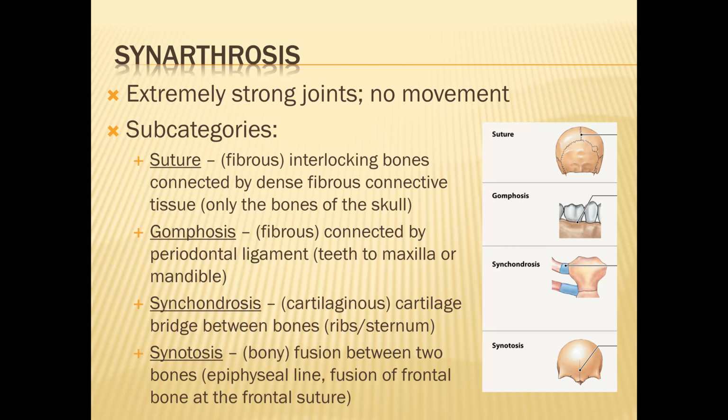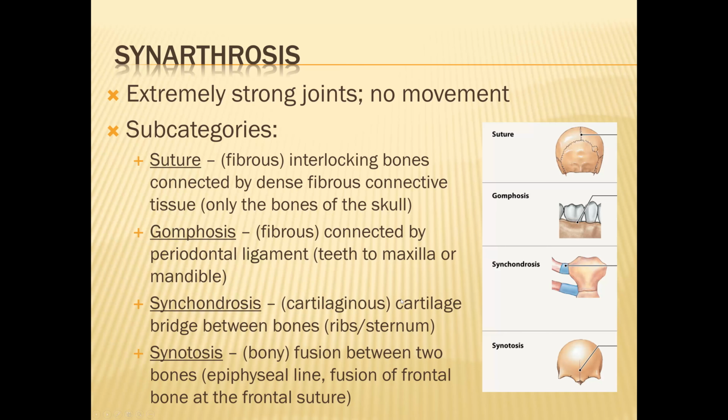And also, when we looked at the fetal skull in Chapter 7, you saw that during fetal development, there is a frontal suture in the frontal bone, but as you grow, that suture completely fuses, and that's what we call a synostosis, and that's what's shown here in this little image. So these are the four types of synarthroses. These are all very strong joints, but they do not allow any movement.